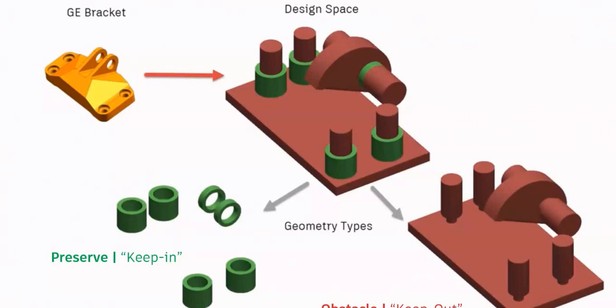And then we also need to think about the obstacle geometries, or the keep-out regions within our geometry, which you can see at the bottom right. This could be some other parts within our assembly that we know we need to avoid. It could be moving parts. It could be the fastener locations themselves. It's anywhere we know that after we generate our part, we can't have any material in those sections.